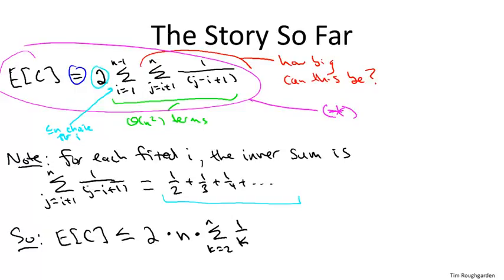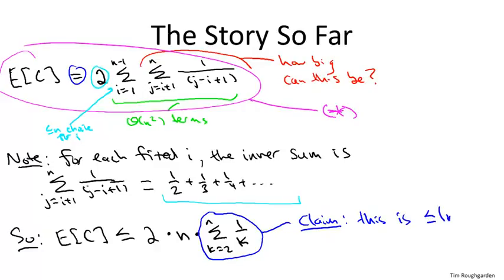And life's going to get really good when we prove the next claim, which is that this sum cannot be very big. It's only logarithmic in n. Even though there's a linear number of summands, the overall value of the sum is only logarithmic. That, of course, is going to complete the proof, because that'll give us an overall bound of 2 times n times the natural log of n. So that's an n log n bound with really quite reasonable constants. So why is this true? Why is this sum only logarithmically large?